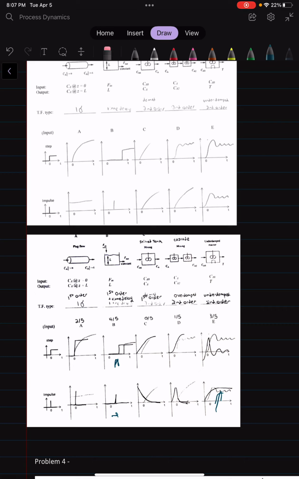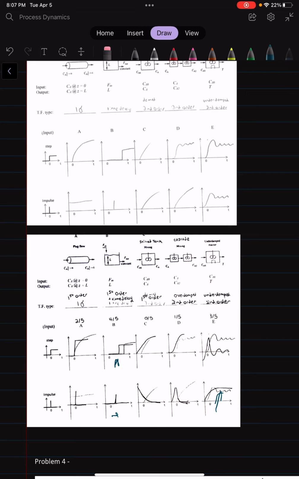Second one, you have a tank filling, so it's a first order time delay because as you increase the flow rate in, it'll take a moment for the flow rate out to increase. So you can see the two responses, step and impulse, are the same, just delayed.